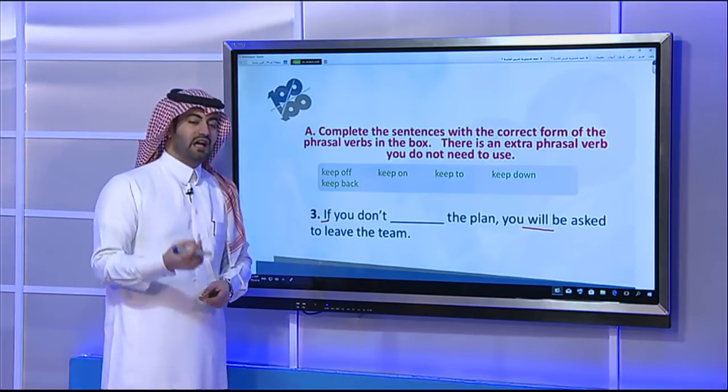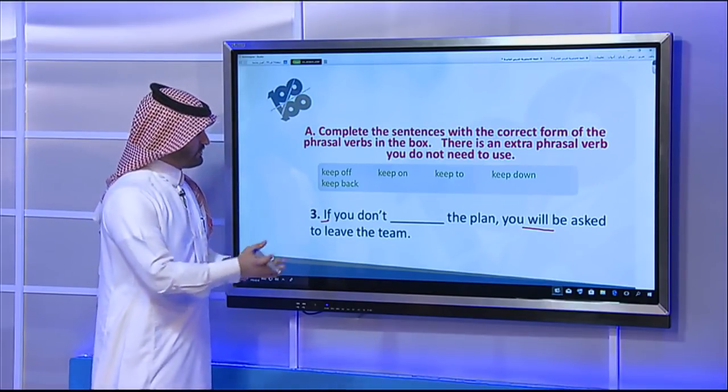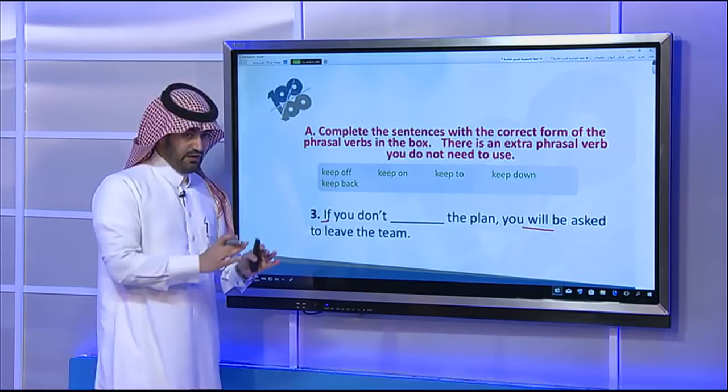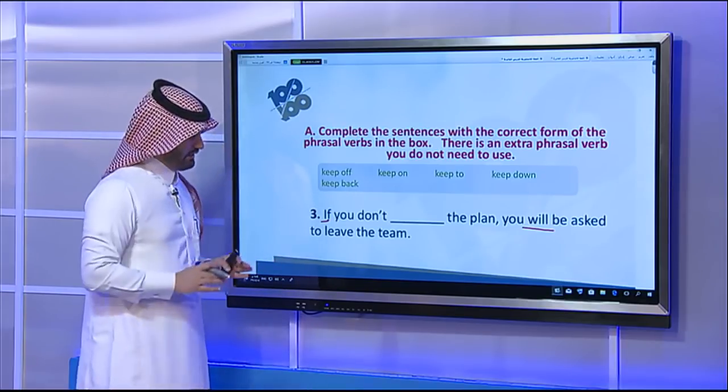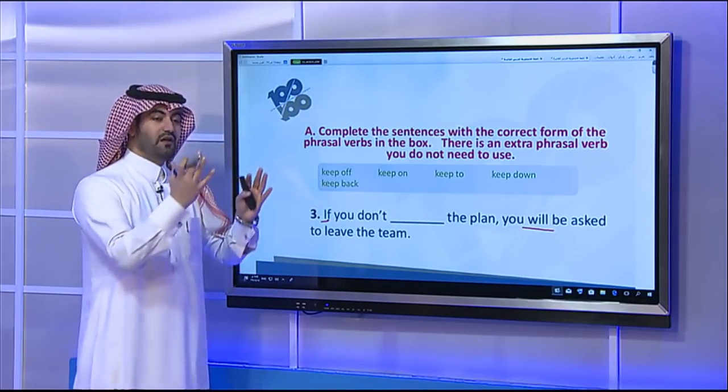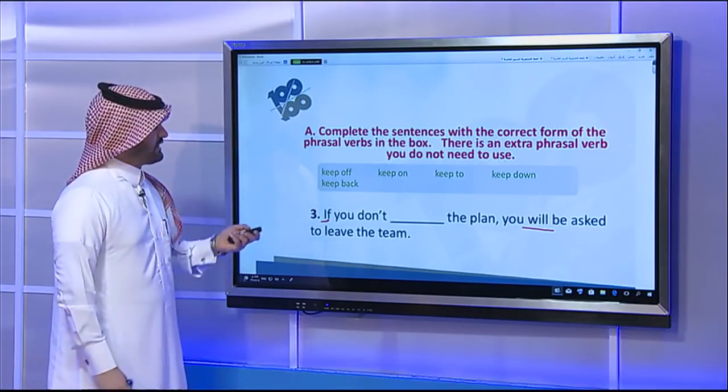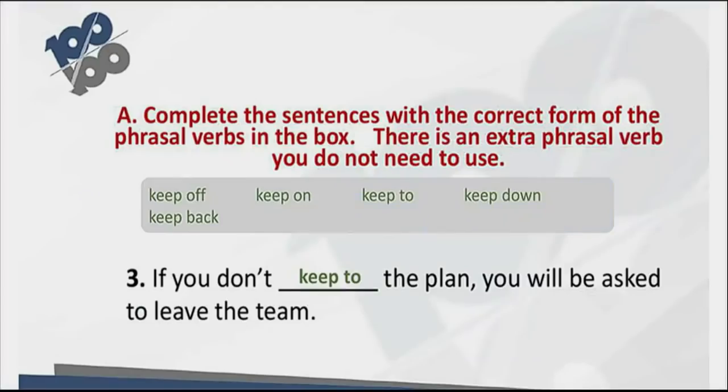When will you be asked to leave the team? When you don't stay on the plan, when you don't do the plan. So which phrasal verb means that? It is keep to. Keep to means stay on. If you don't stay on the plan, you will be asked to leave the team.